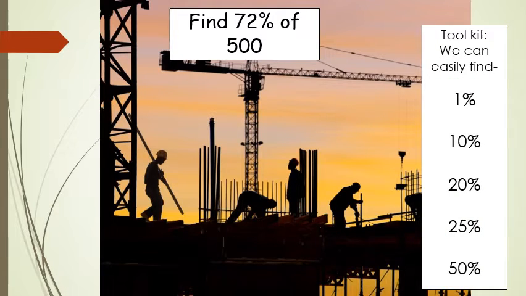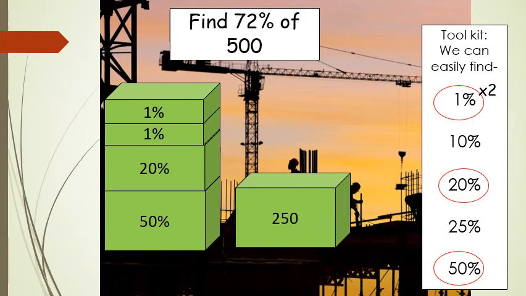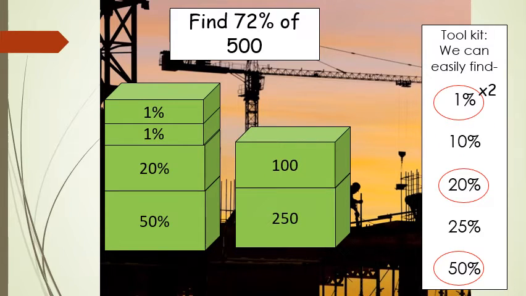Right, here we have to find 72% of 500. We know that 72% is made out of 50%, 20% and 2 1%. So if we put our building blocks, that will help us. We know that half of 500 is 250, so that's 50%. And we also know to find 20% of 500, it's going to be 100.